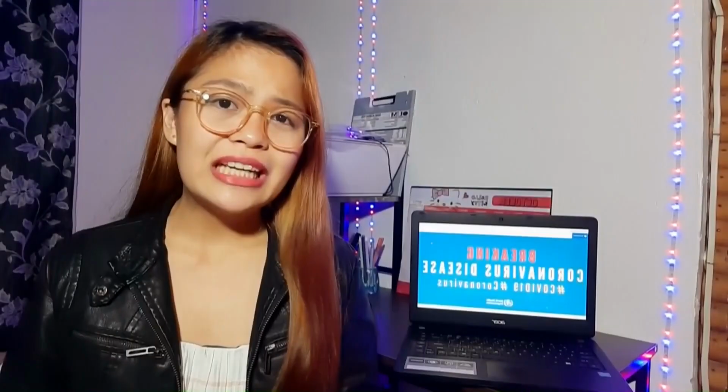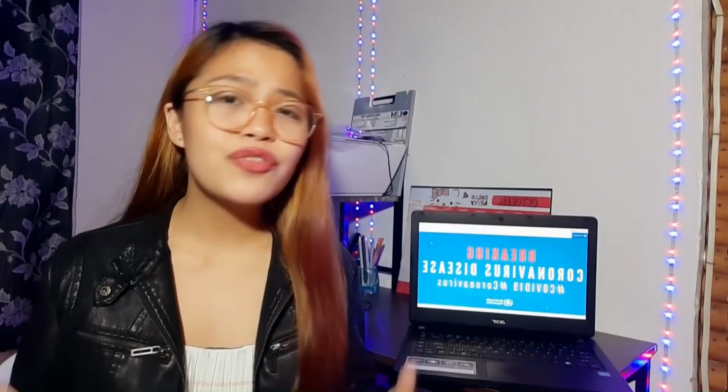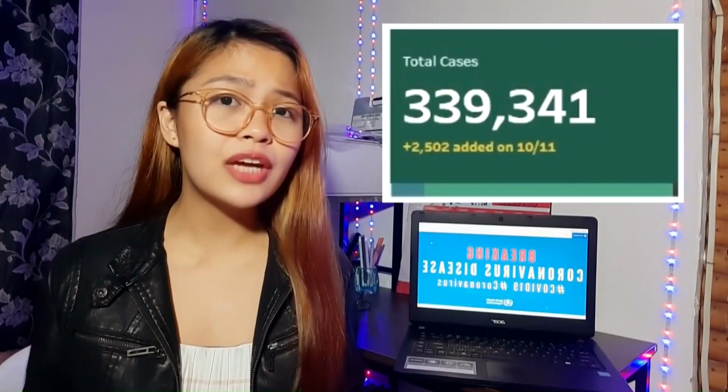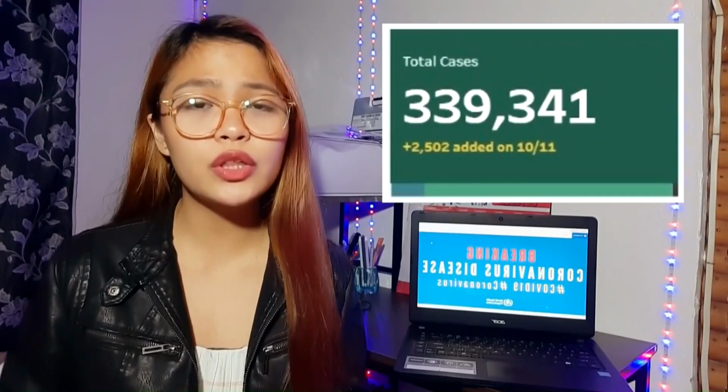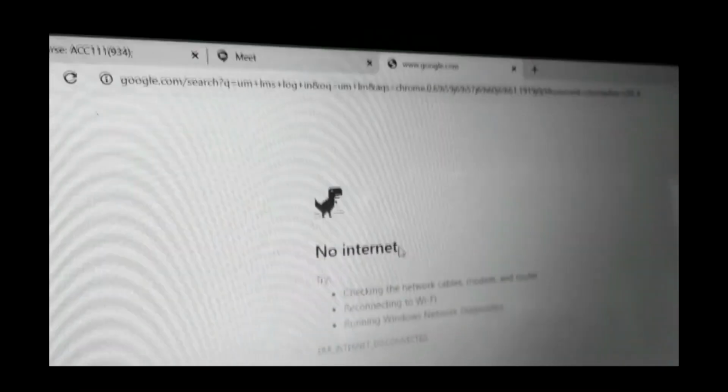We are currently living in a world that's full of uncertainty. We don't know what's yet to come, when it's going to end or how it's going to end. Coronavirus disease has made the world suffer through a public health emergency. According to doh.gov.ph, as of October 11, 2020, we have 339,341 confirmed cases in the Philippines with 6,321 deaths.